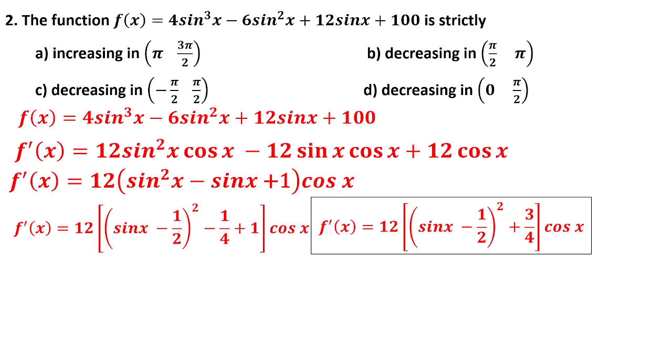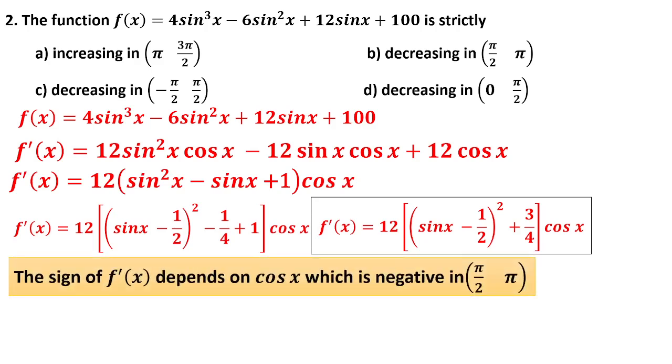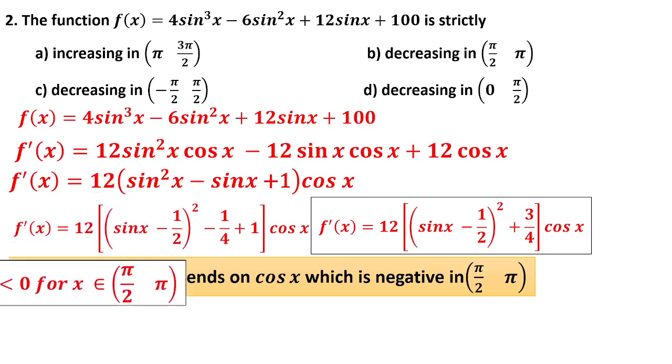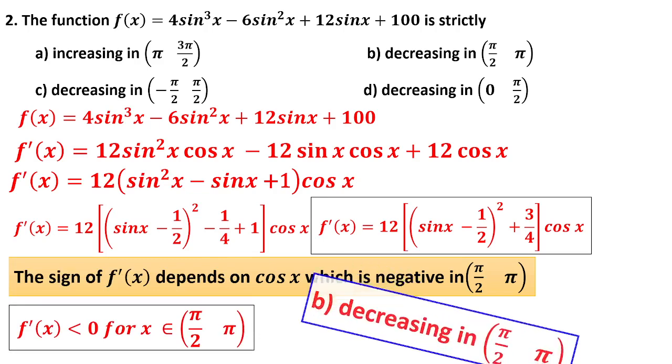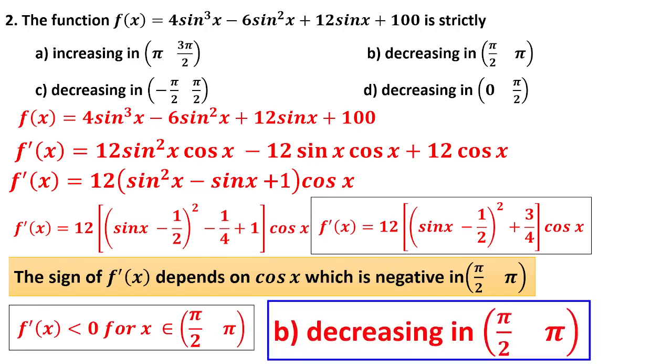Now let us analyze this f dash of x expression. It has two terms: 12, which cannot be less than 0, and sin x minus half the whole square plus 3 by 4, which also cannot be less than 0. Therefore, the sign of f dash of x 100% depends on the nature of cos x. All of you know that cos x is negative in the second interval, that is pi by 2 to pi. Therefore, f dash of x is less than 0 in pi by 2 to pi. Therefore, it is decreasing in pi by 2 to pi. Therefore, option B is correct.